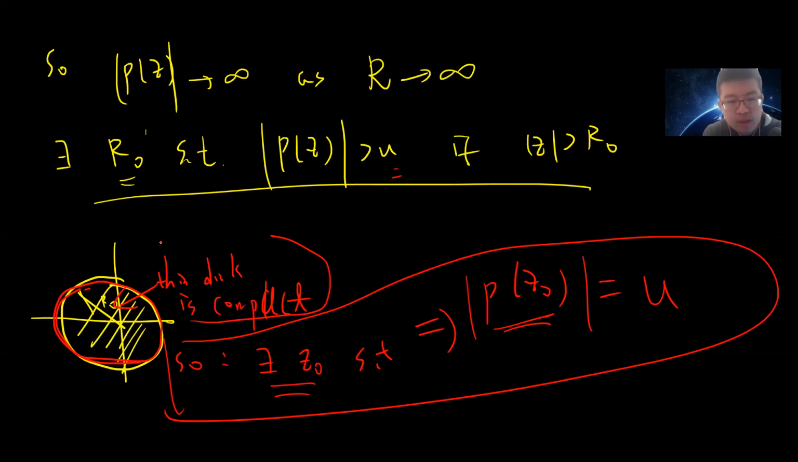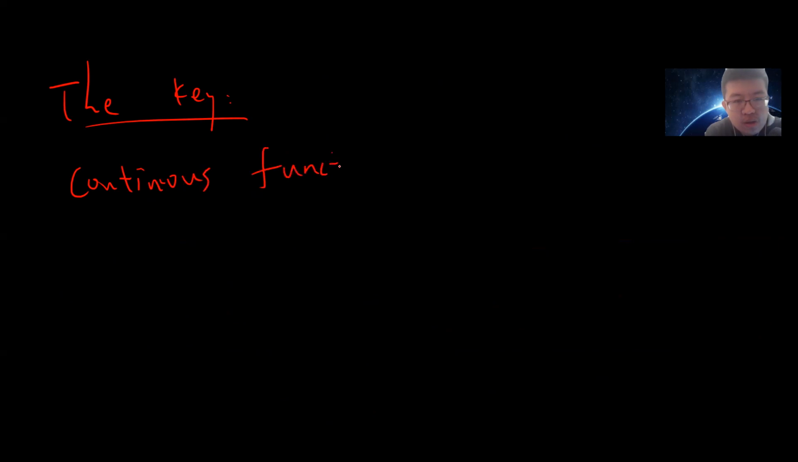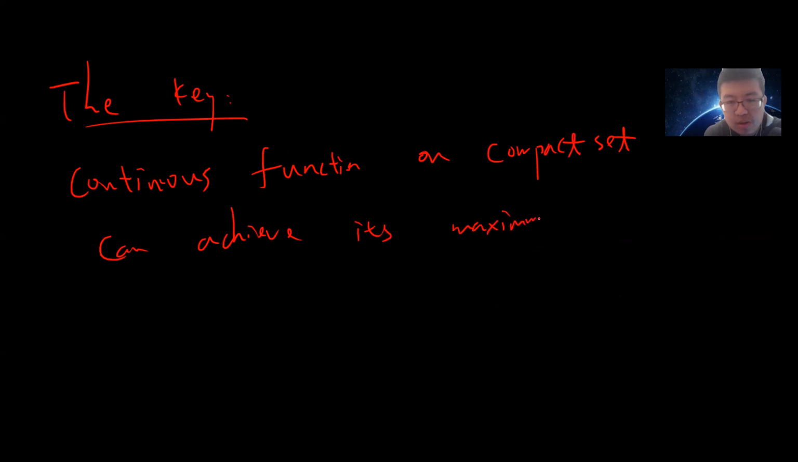This disk is compact. So the infimum and the supremum of a continuous function on a compact set can be achieved. Let me write down the key step. The most key step is this: a continuous function on a compact set can achieve its maximum, or in this case, its supremum and infimum.